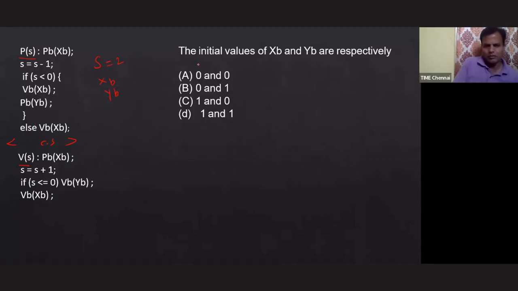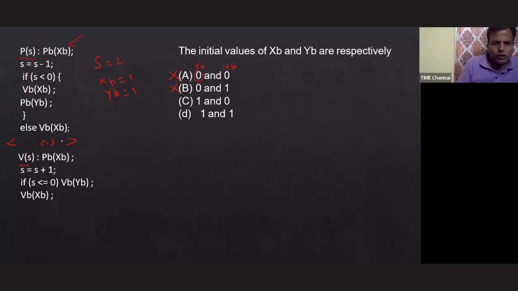One thing is certain. This is the XB value, this is the YB value. Initially XB cannot be 0, because if it is 0, the first process itself will get blocked by the time it performs the down operation. So options A and B are not the correct choice, because the initial value of XB is 0. XB's initial value should be 1. Let's see what will happen. I'm taking option D, which is actually a wrong option, but with this you will understand why C is the correct option.